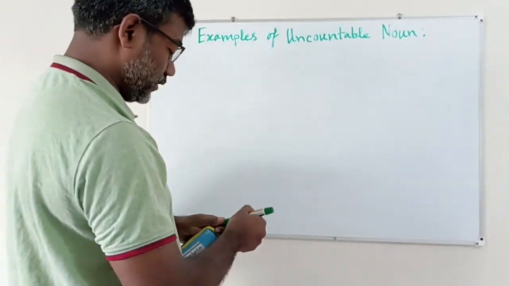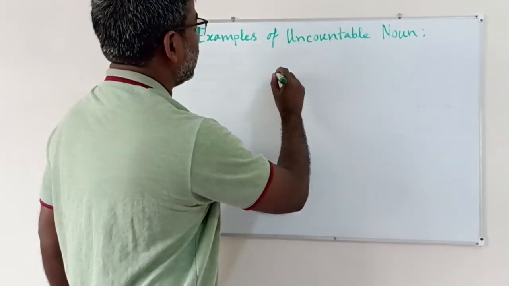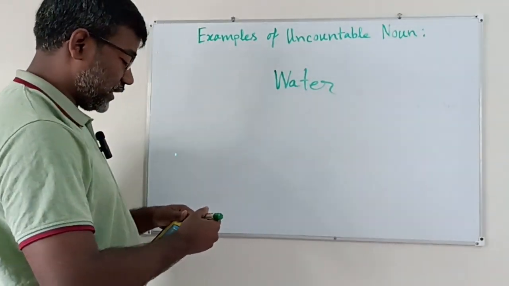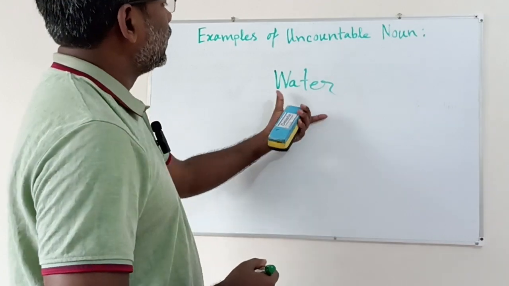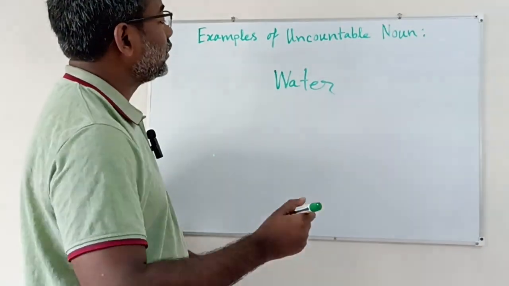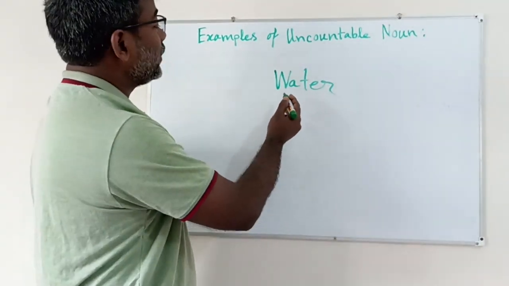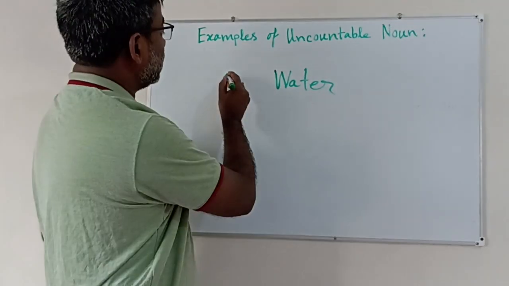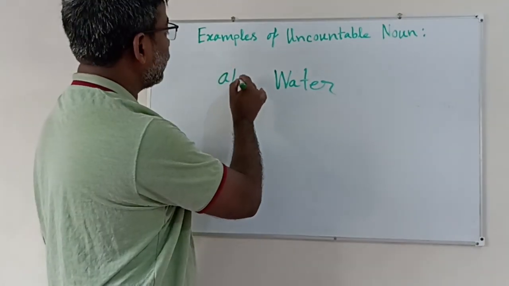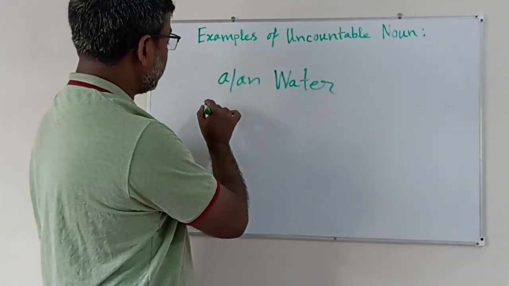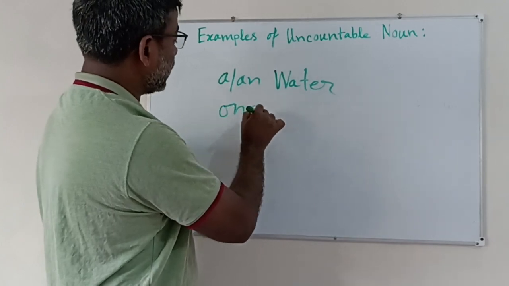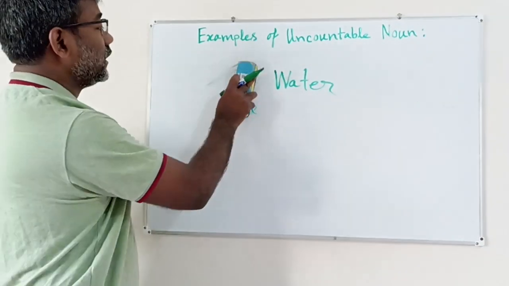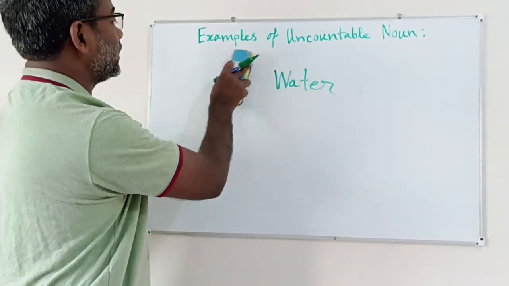First take some example of uncountable noun. Water. Water is an uncountable noun. We can't count water. It is a liquid substance, so we can use a measure word. We cannot use a or an or any numeral, for example 1 or 2. So it is not possible, it is wrong. You don't make mistakes like this.